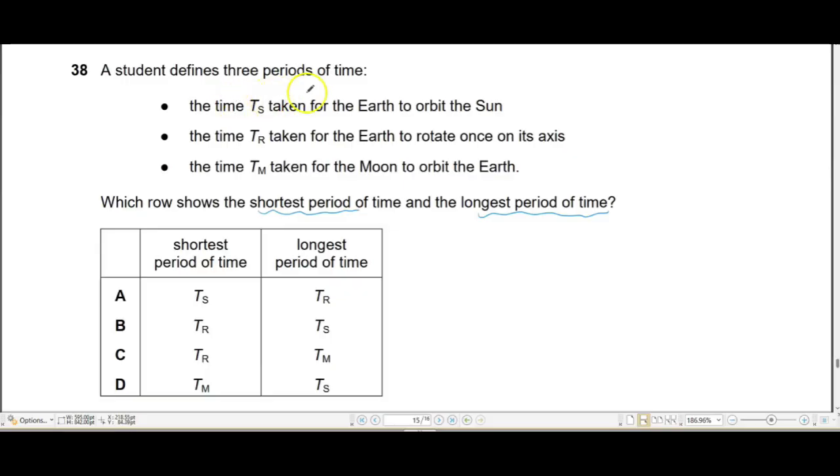Okay, the time Ts, which is the time taken for the Earth to orbit around the Sun, is 365 days or 1 year. The time Tr taken for the Earth to rotate once on its axis is 1 day, 24 hours. The time Tm taken for the Moon to orbit the Earth is 1 month. So the shortest period of time would be Tr and the longest would be Ts. Shortest is Tr, longest is Ts. So B is going to be our correct option.